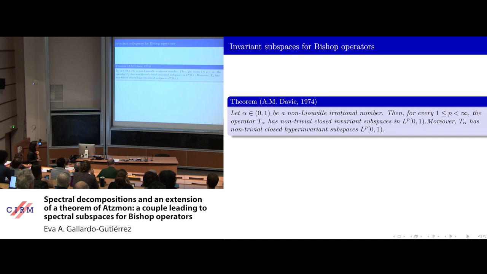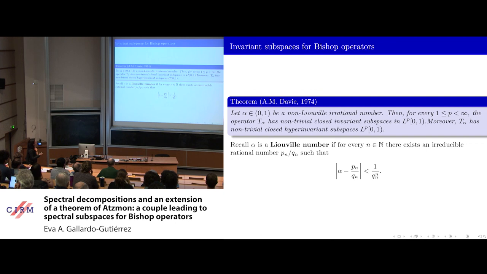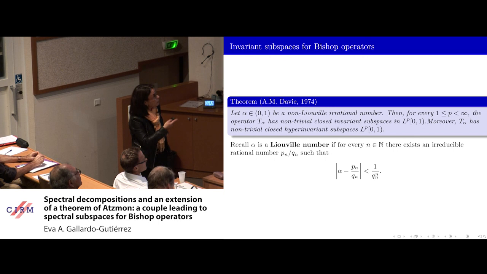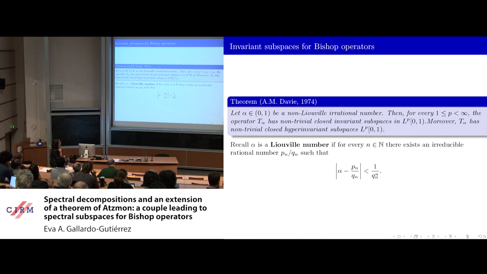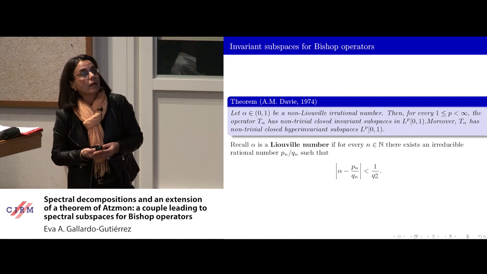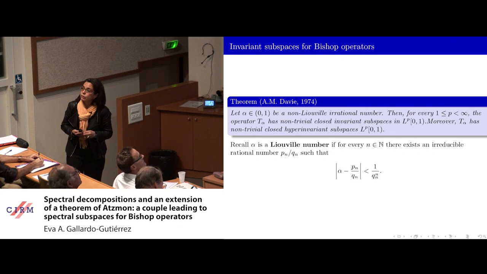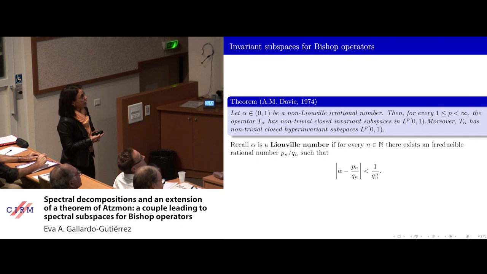And what is a Liouville number? A Liouville number is an irrational such that for every n, there exists an irreducible rational number Pn over Qn such that we can approximate alpha with this order. I mean, in some sense, Liouville numbers are irrationals that are very similar to rationals because we can approximate them up to any order, okay? So if alpha is a non-Liouville irrational, then Davie's theorem tells you that this operator has non-trivial closed invariant subspaces.